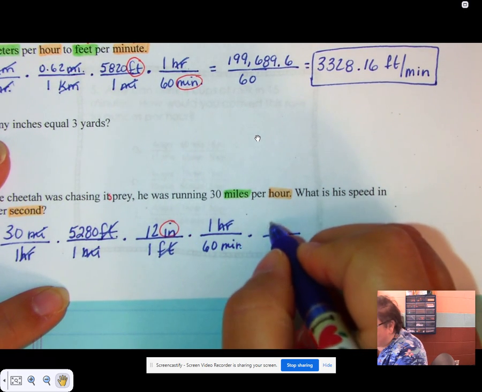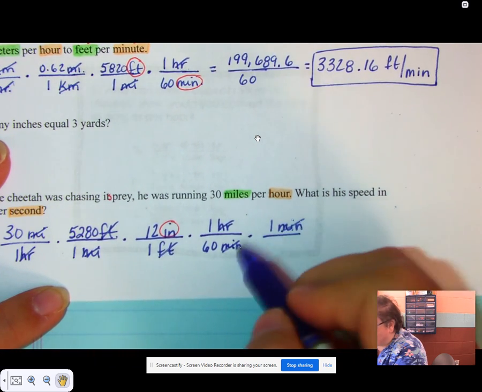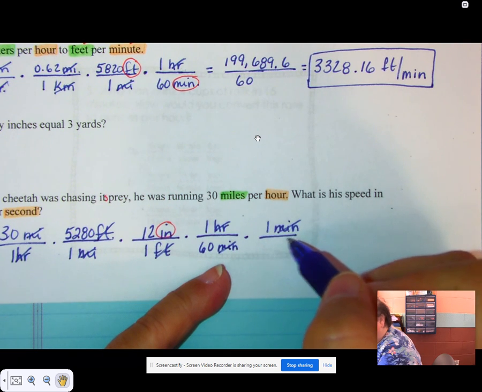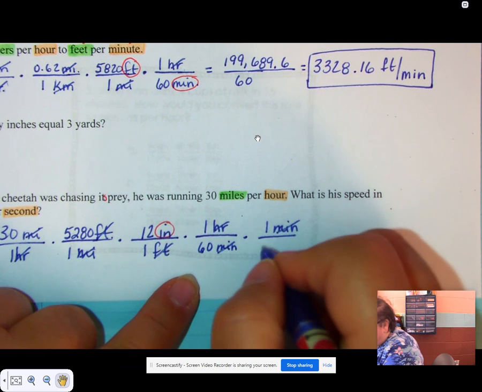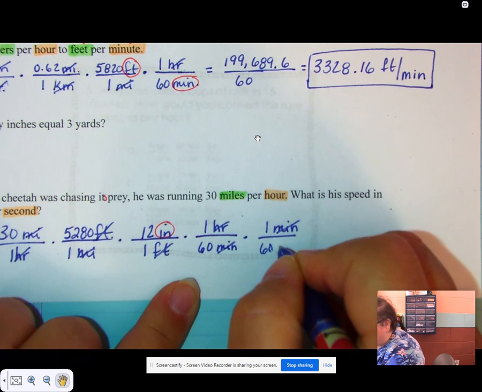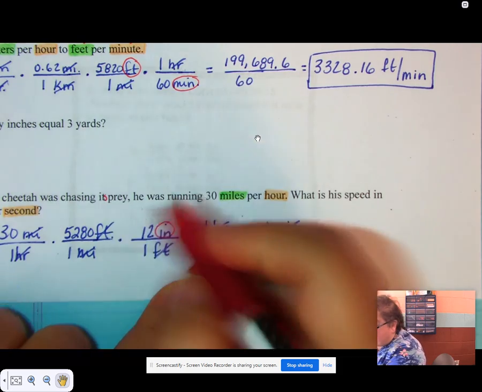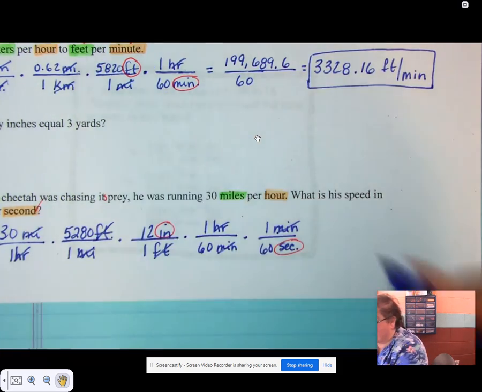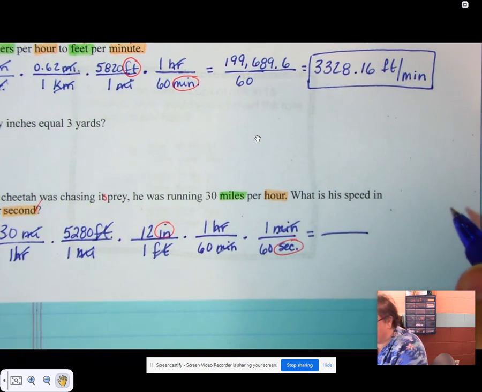Most definitely. Now I can cancel my minutes, because minutes was in the denominator. I put minutes in the numerator and it has a 1 in front of it. So in 1 minute, I have 60 seconds. Now, am I at the time I need to be? Now I am. Okay? We multiply the numerator and get an answer, and then we multiply the denominator and get an answer.